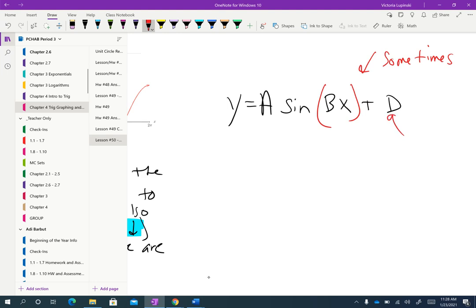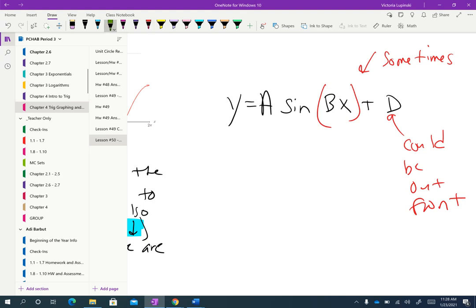And then I want to point out that for D, sometimes the D is in the front. If it's in the front, you can leave it there if you're comfortable with that, or you can just move it to the back since that's where we're most likely to see it.